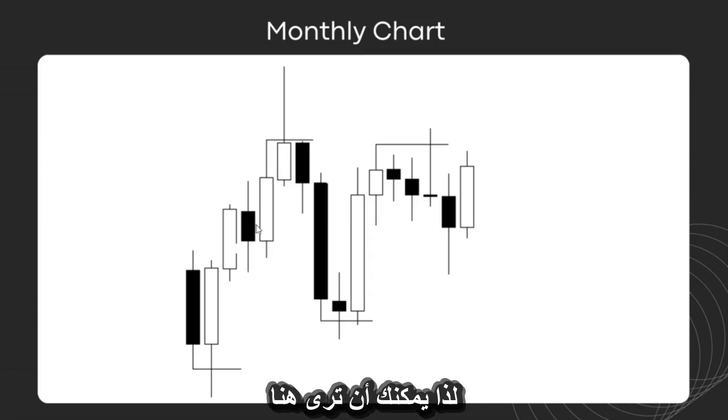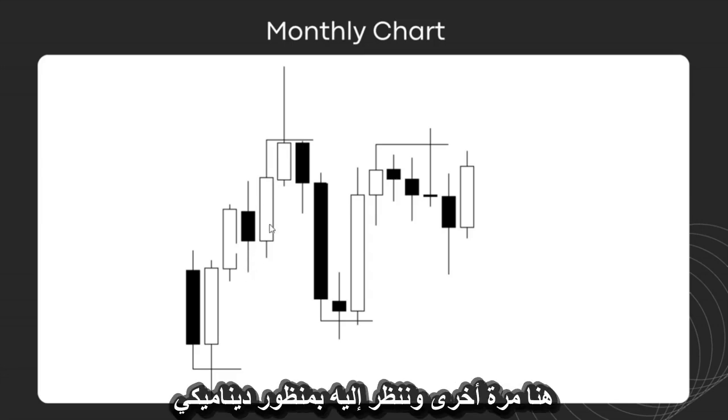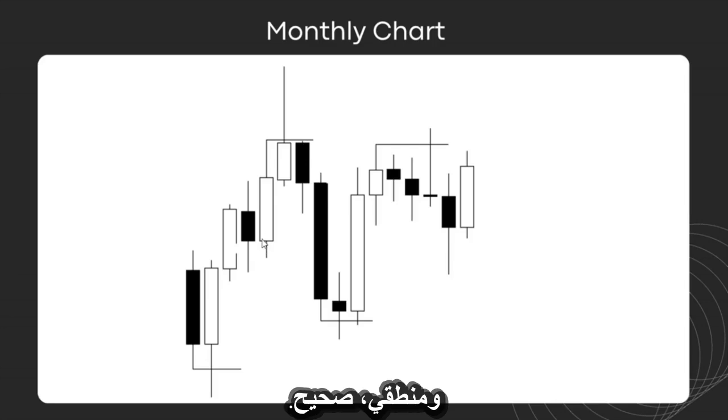So you can see here we are using logic again, and looking at it with a dynamic and logical perspective.